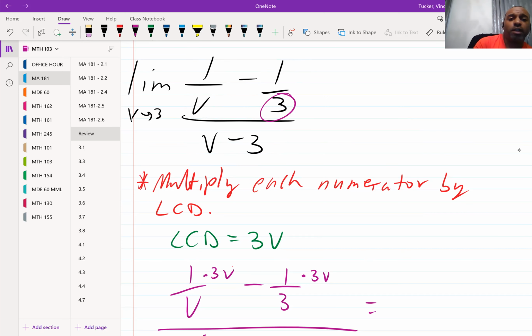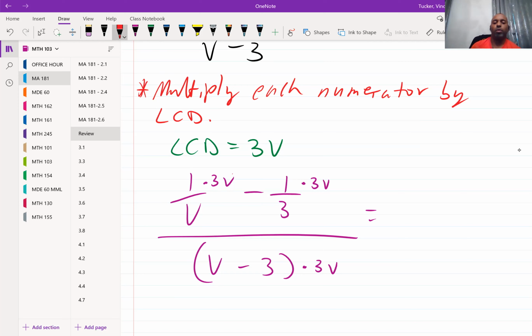Now it would be different if this was a 9 right here. Then we could say the LCD is 9, because that's the smallest number that both 9 and 3 can divide into evenly. But if you were to put a v right here, the smallest term that both 3 and v can divide into evenly is just 3v, just multiplying those 2 terms together. So hopefully that helps. Yeah, that makes sense now. Okay, cool.